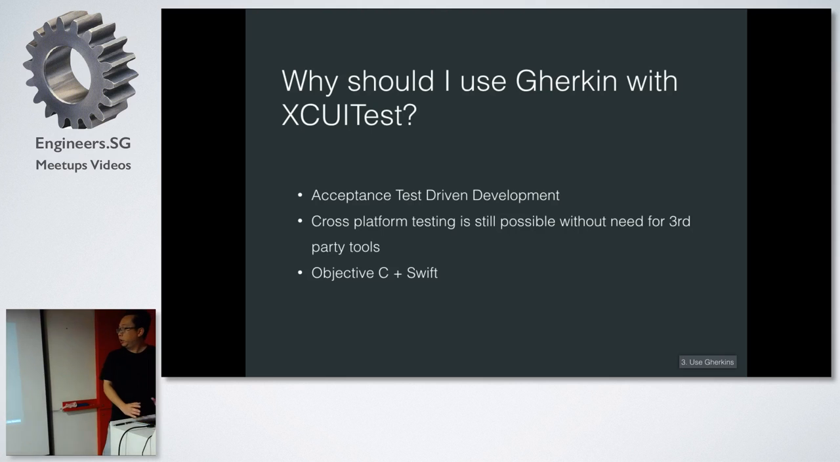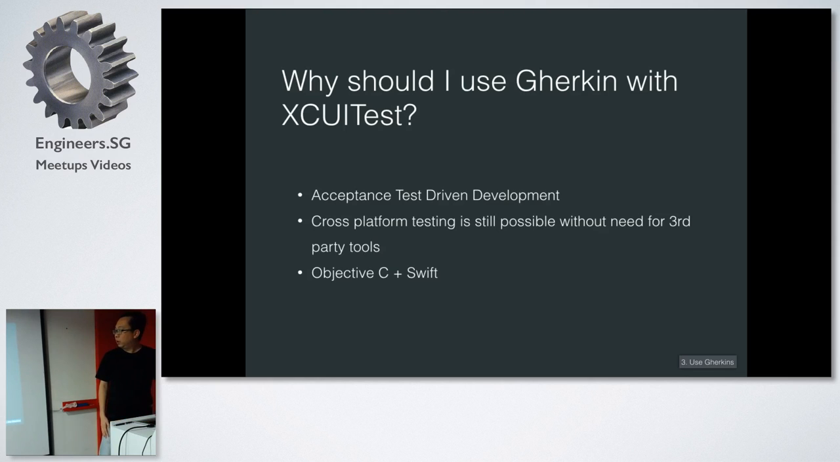So why should I use Gherkin with XCUITest? Firstly, it facilitates acceptance test-driven design. You can work with your QA, your product owner. They can fill out the features for you. In fact, you want them to specify the features as a test case, hook it up to your continuous integration process, and then ask the developers to code to get them to pass. In our team, we actually ask the PO to write and commit the files into GitHub before we start writing any code.